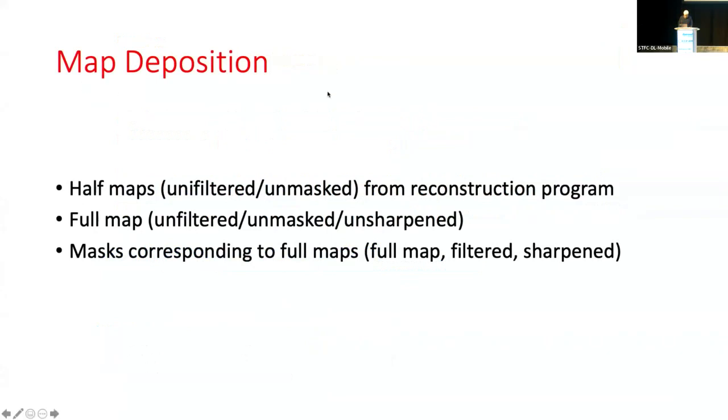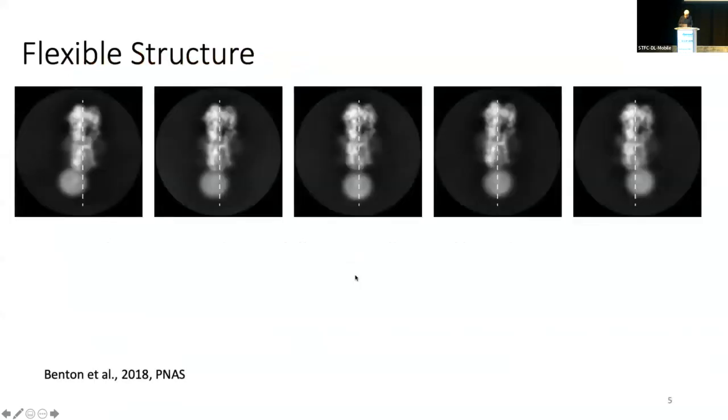So for map deposition, there's been the idea that half maps, unfiltered and unmasked from the reconstruction program you're using, are a good thing to deposit in addition to a full unfiltered map. But of course, you can deposit any other maps that might be important to supporting your study.